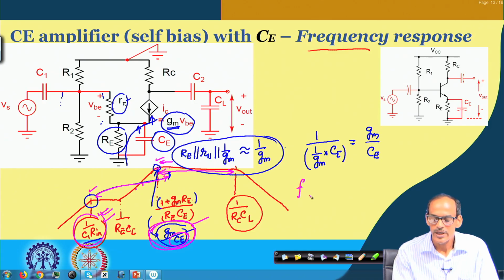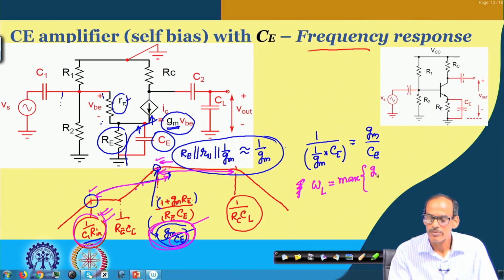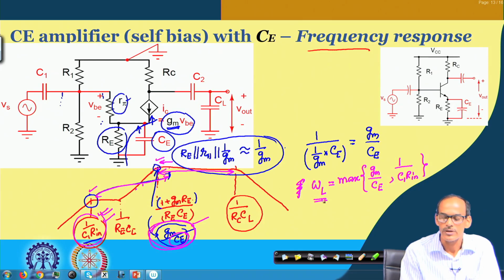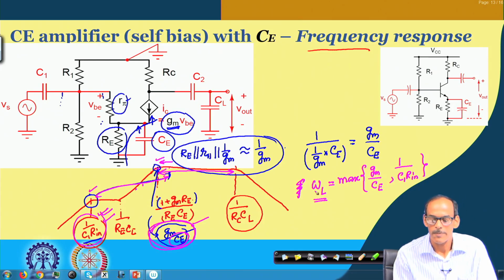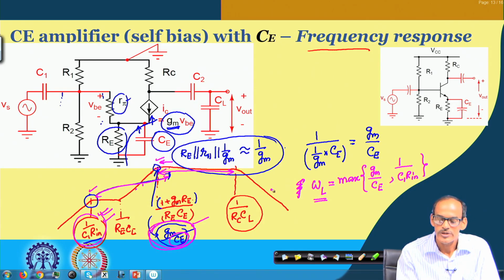So, what we are saying is that let me write in terms of omega. Omega lower cutoff frequency, if I say omega L, that is equal to the max of these two candidates. One is GM divided by CE, the other one is 1 by C1 R in. Whichever is higher defines the lower cutoff frequency. Of course, we can convert this into hertz, so this is 2 pi f L.